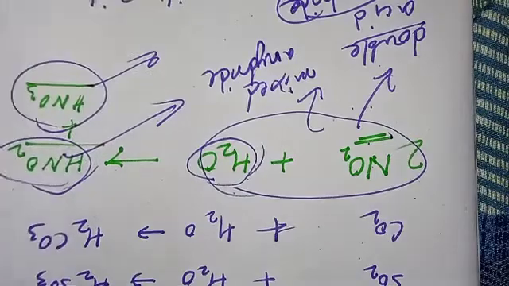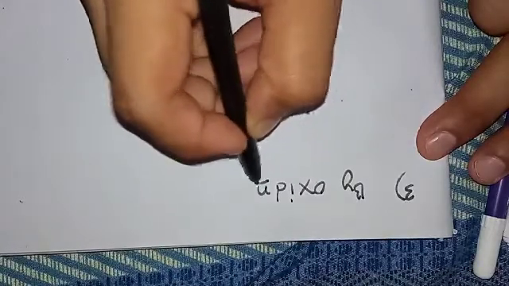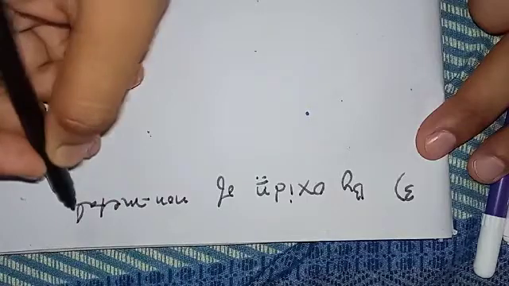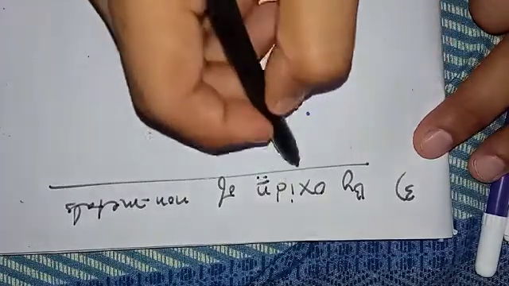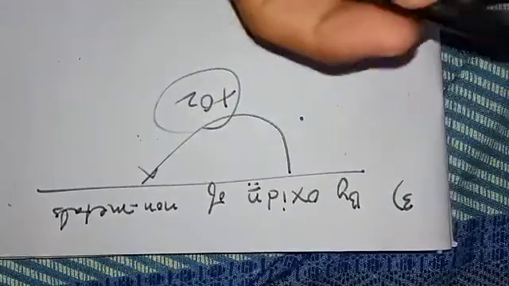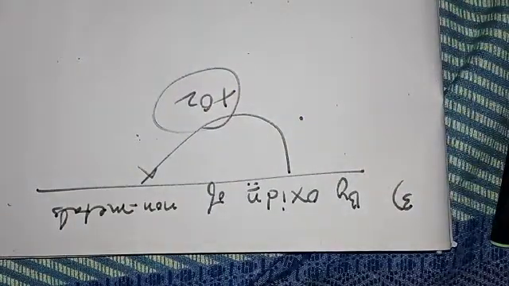Let us move ahead to the next method of preparation, that is by oxidation of non-metals. I hope that all of you know what oxidation means. Oxidation means addition of oxygen.